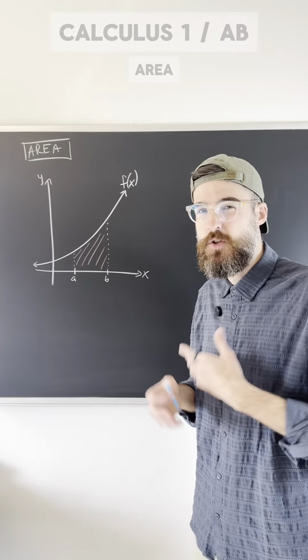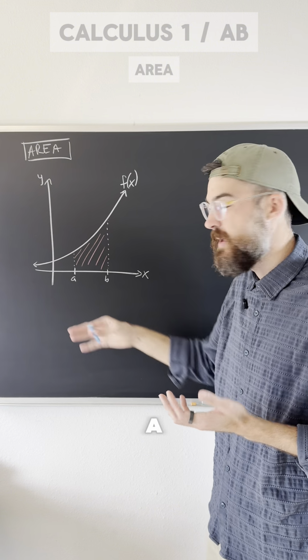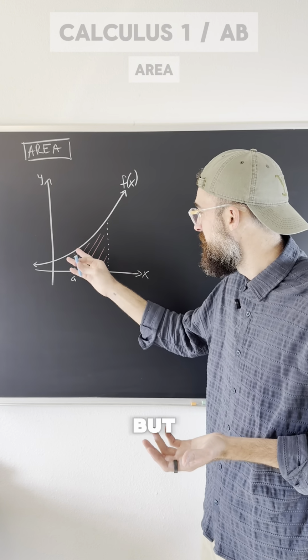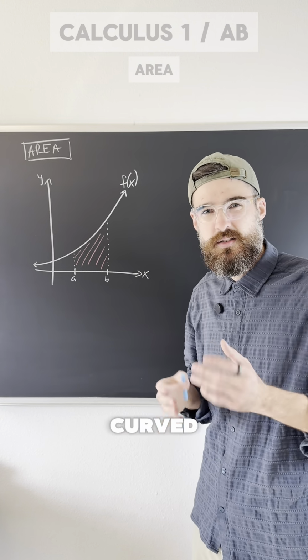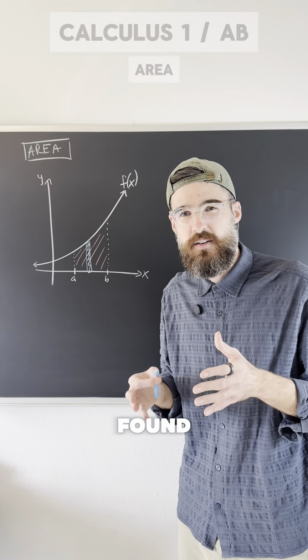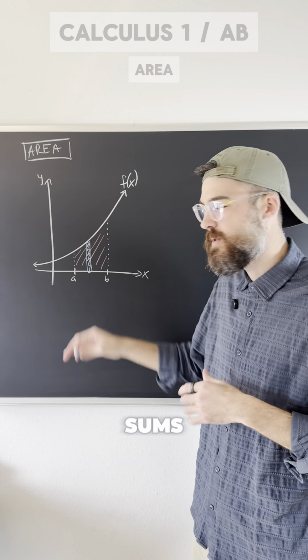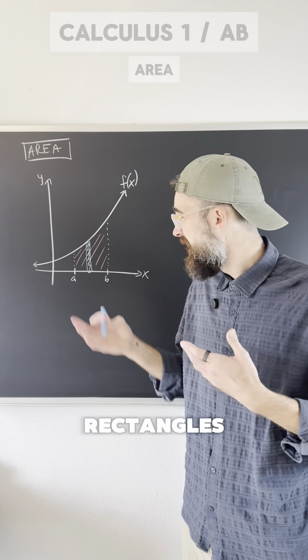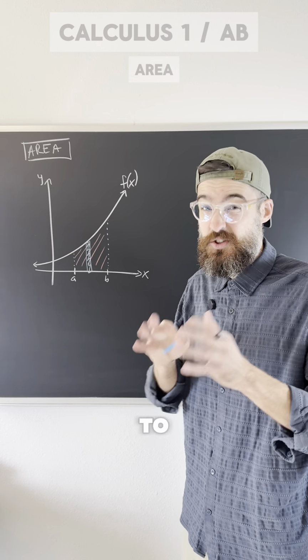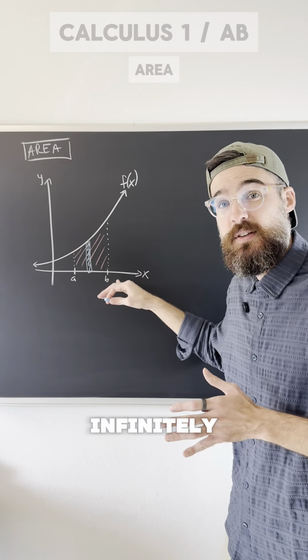We can't use geometric shapes at all because this is not a shape that we know. It kind of looks like a trapezoid, but since this is curved, it's a little bit off. One way we might have found the area in the past is to use Riemann sums. So we would add up a finite number of rectangles and figure out an approximation. To get the true value, we would want to do infinitely many rectangles.